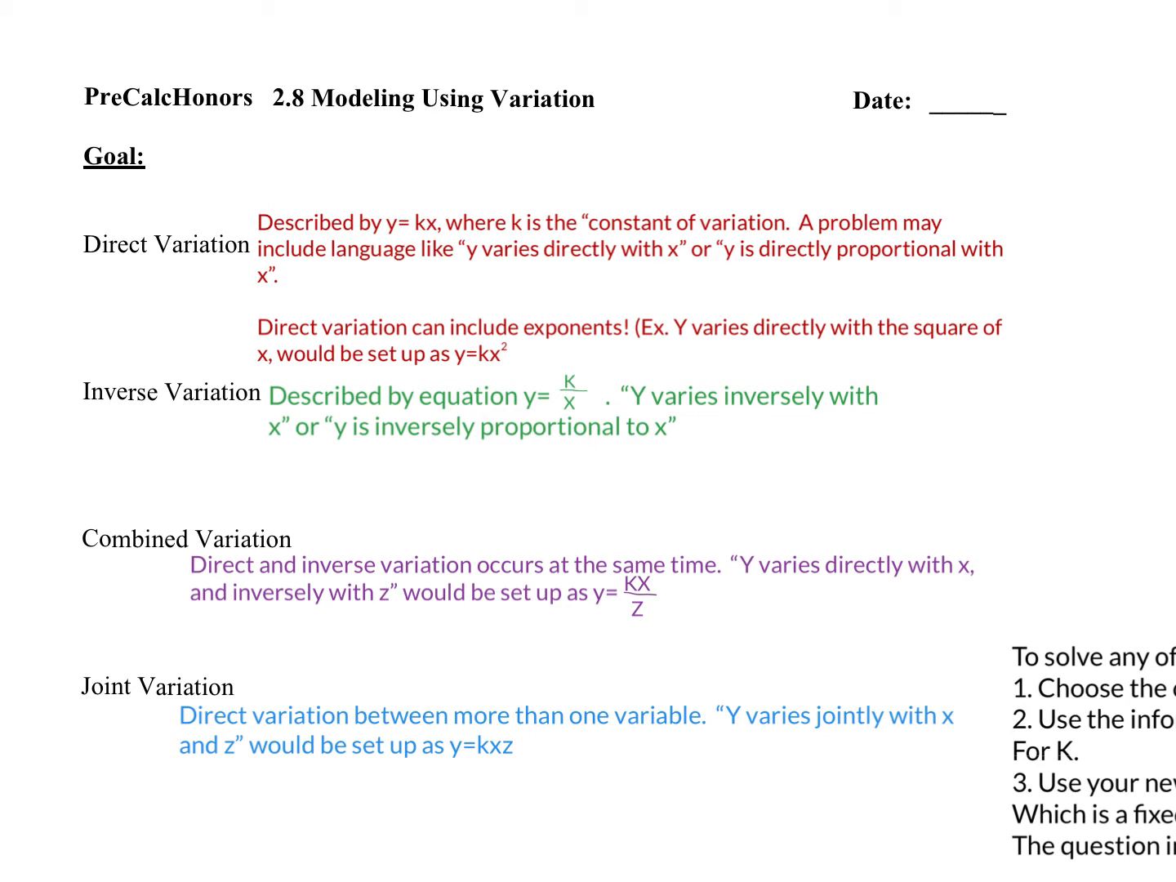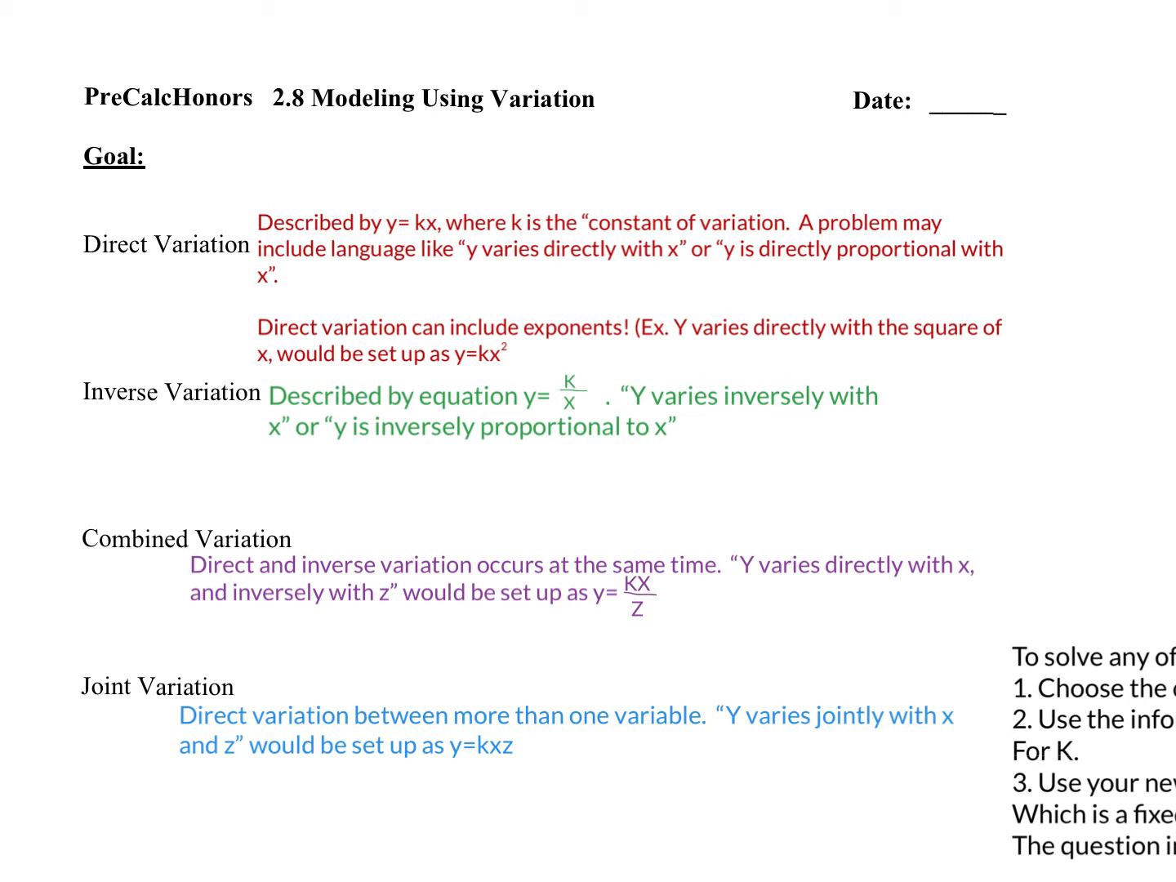Most often, the first variable, y, will not include an exponent, but then we may see something like y varies directly with the square of x. And you can see we would set that up as y equals k times x squared. We also will see inverse variation. Instead of multiplying k times a variable, in this case you would be dividing k by a variable.